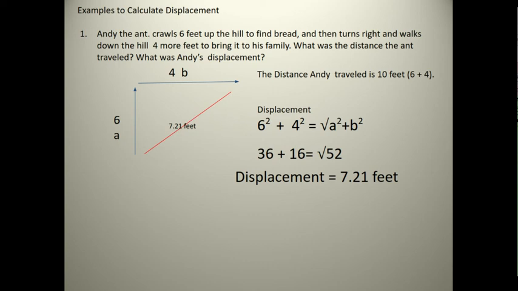So far, so good. All right, again, notice everything that I do. I label my vectors, I plug those numbers into the formula, I square them up, and then I get the square root. And the square root is going to give me my displacement.